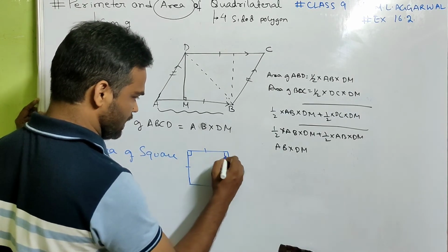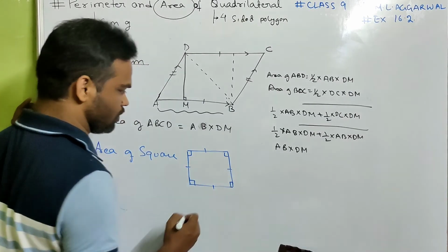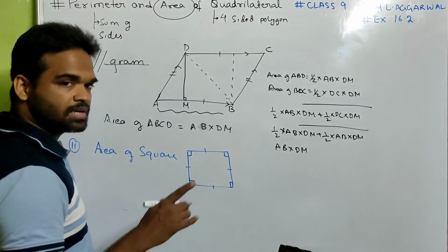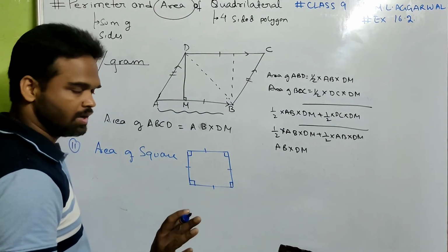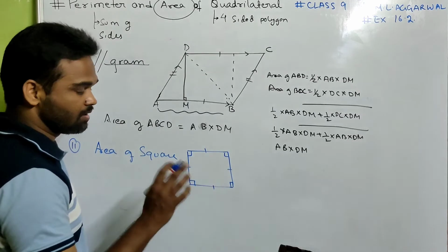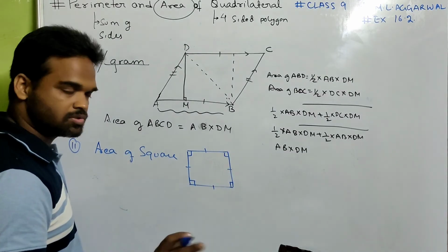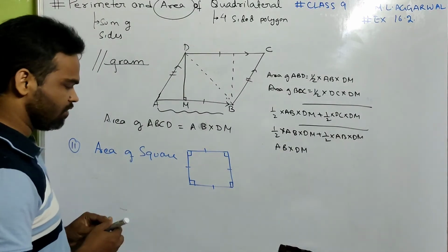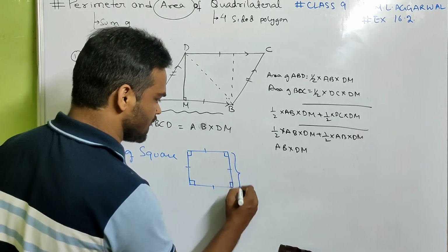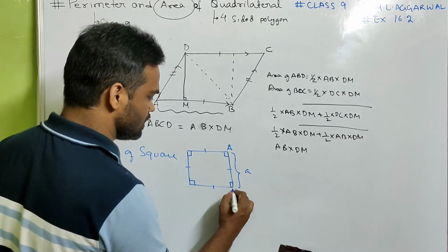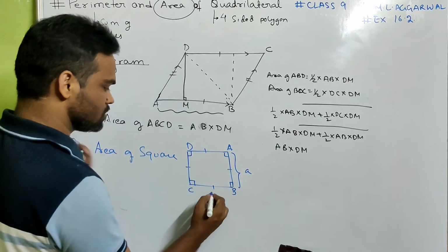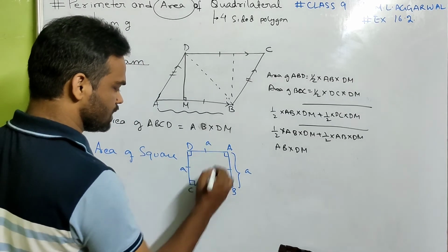This is a parallelogram in which all the sides are equal and all the angles are 90 degrees. The diagonals are also equal in this case. Now, the area of a square: suppose this is A, B, C, D. So all the sides are A, isn't it?